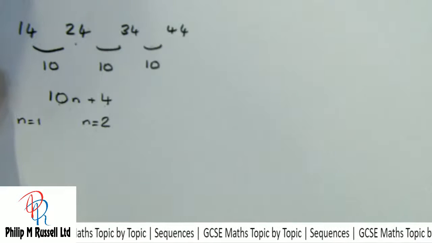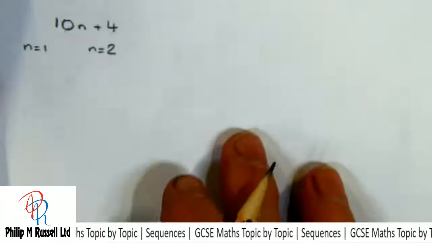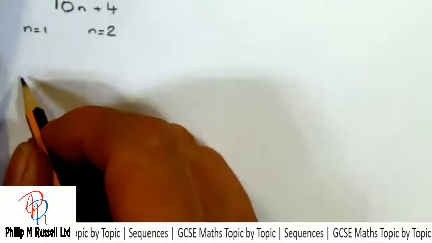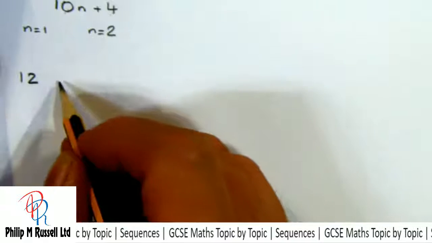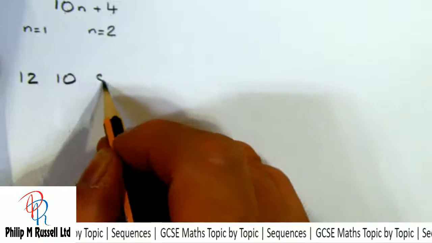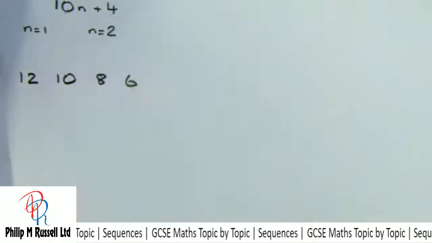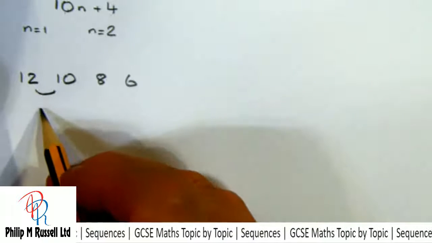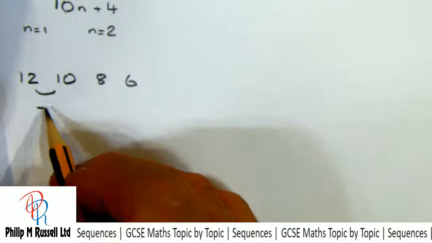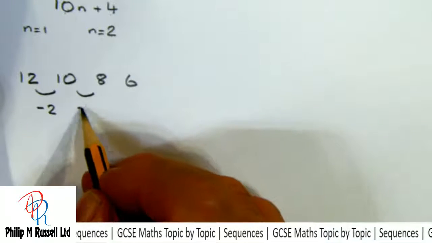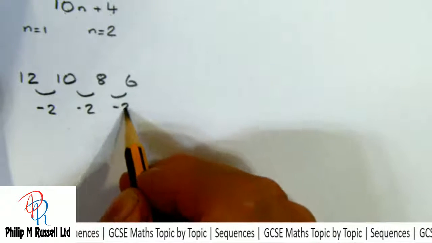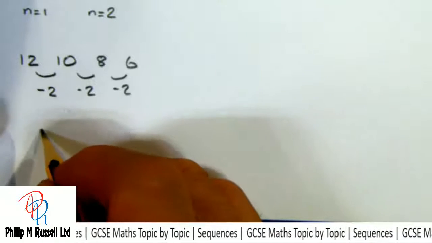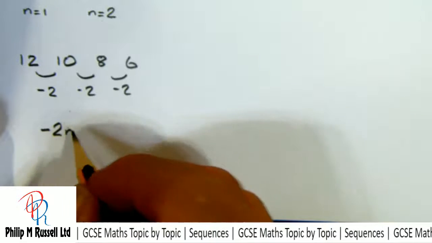Let's have a look at a different sequence. In this sequence, we've got our numbers going down: 12, 10, 8, 6. Our difference here is going to be minus 2.